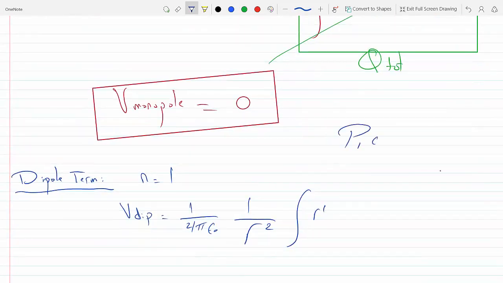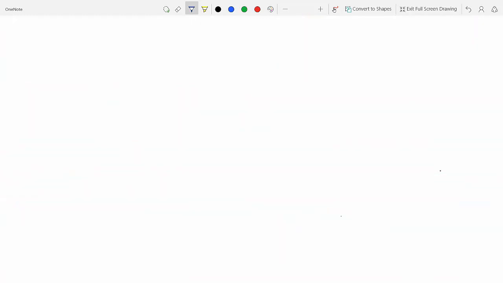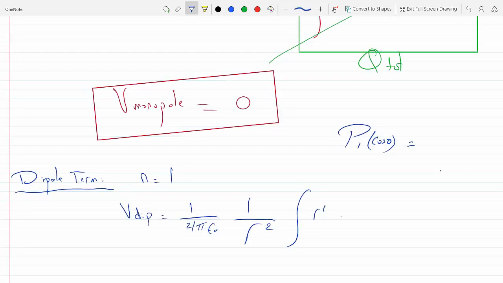So what's the first Legendre polynomial? That is cosine theta, I think. The first Legendre polynomial should be cosine. Just make sure here. Yeah, it's cosine theta prime, and now we have rho r prime d tau prime.